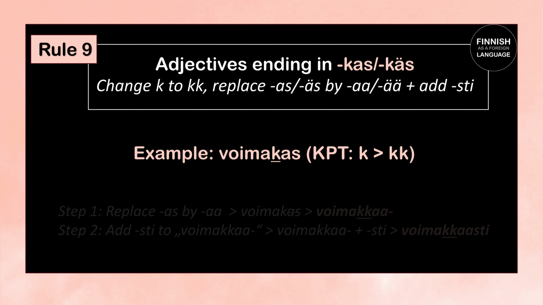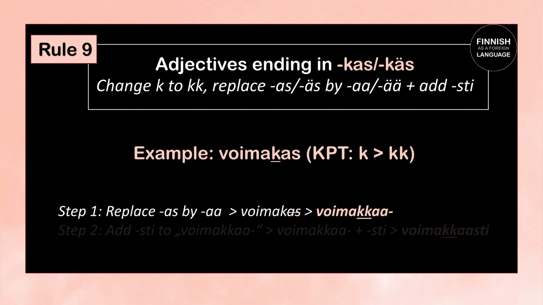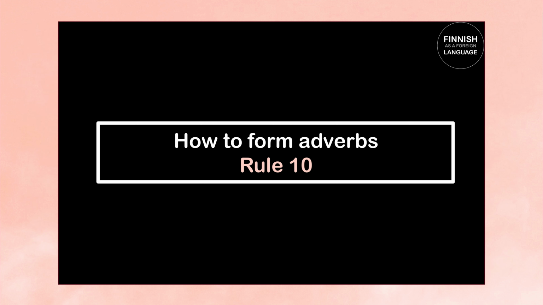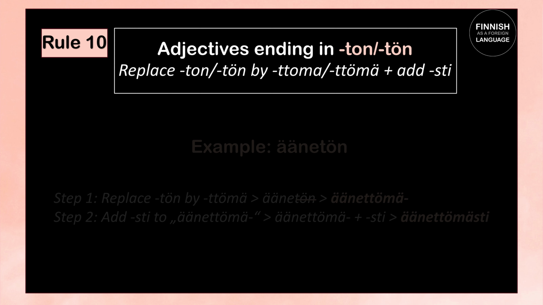Here is one example, voimakas, meaning powerful or intense. Also here we have a reverse consonant gradation, so K changes to double K. In the first step, we replace as by a double A. Notice here the KPT change. So that means voimakas changes to voimakkaa. Then in the second step, we add sti to voimakkaa and we receive the adverb voimakkaasti, which means powerfully or forcefully.